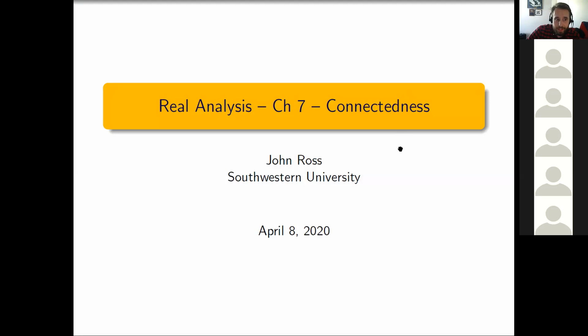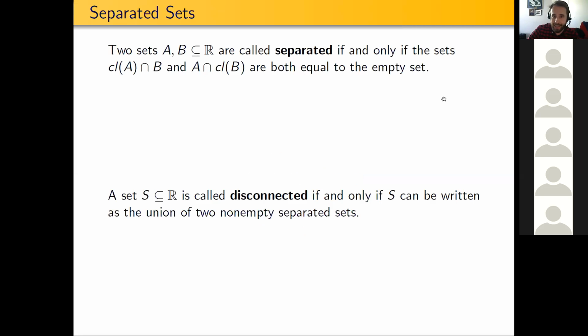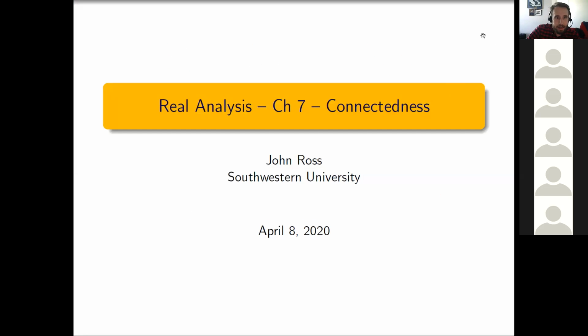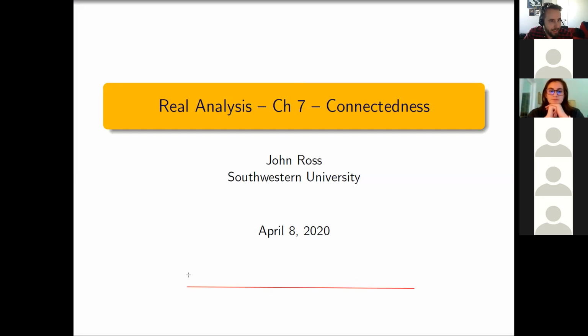Okay, so chapter 7 is all about connected sets and what it means for a set to be connected. When I talk about sets, I'm really thinking about a subset of the real number line, just because everything we do in this class is a subset of the real number line. So if this is my real number line, I'm thinking of connected in a very intuitive way, where a set like this is connected, where I include everything in there.